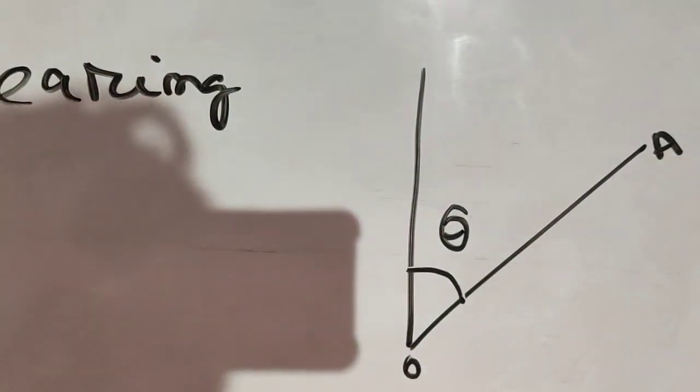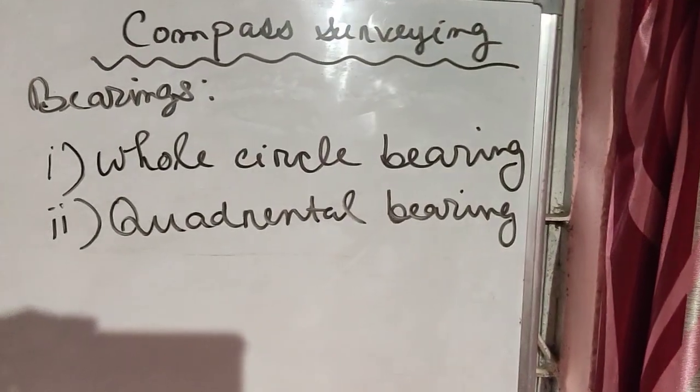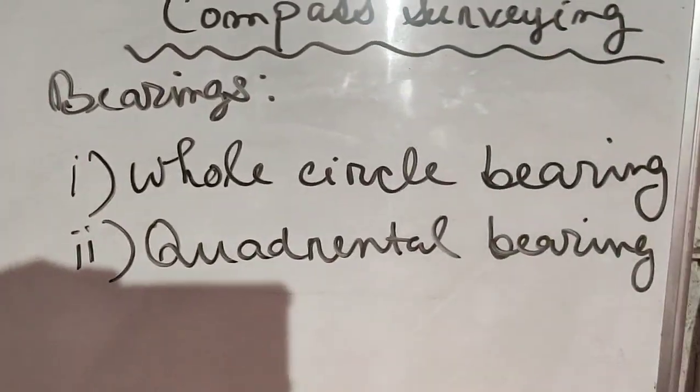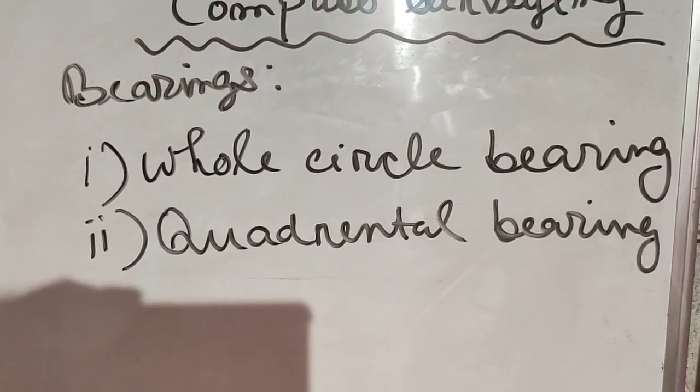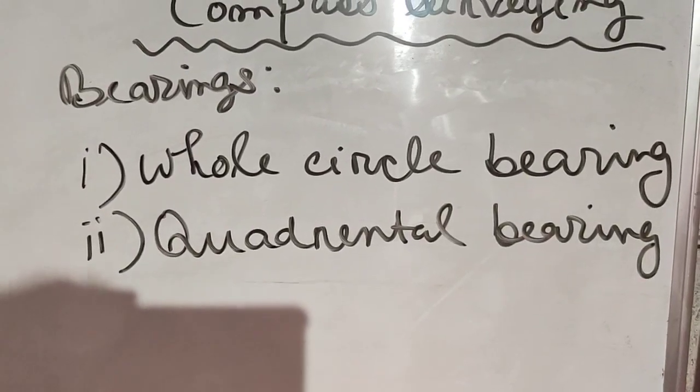That is the bearing. Okay, so basically bearings are of two types. Number one, whole circle bearing, and number two, quadrantal bearing. So we'll learn about both types of bearings in detail.